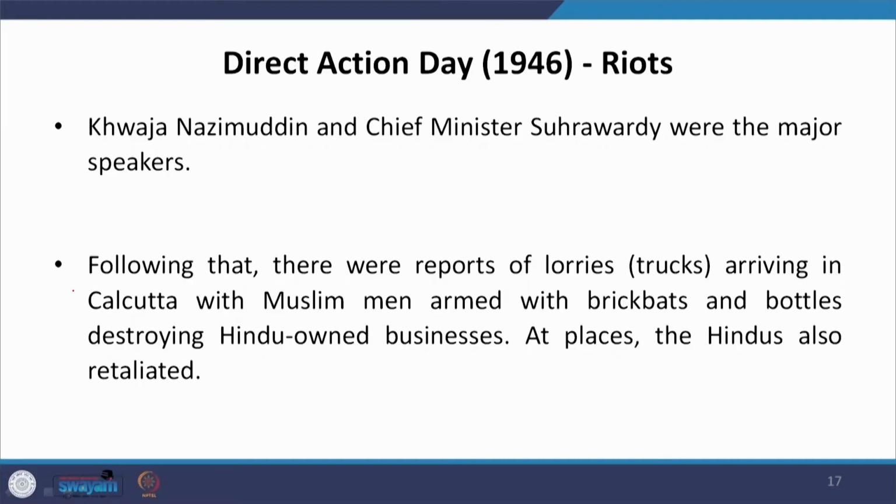So, the two major speakers were Khwaja Nazimuddin and Chief Minister Sohrawardi. Following the speech, there were reports of trucks arriving in Calcutta with Muslim men armed with brick bats and with bottles, and they destroyed Hindu owned businesses. At places, the Hindus as well as a small section of Sikhs that reside in Calcutta also retaliated.